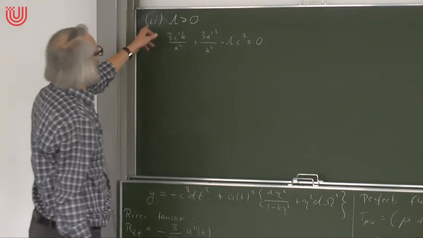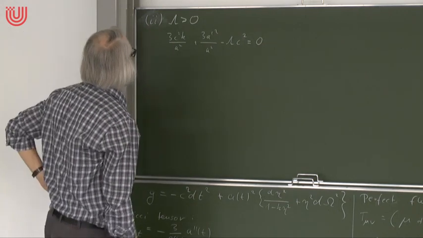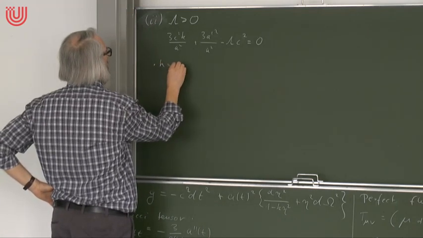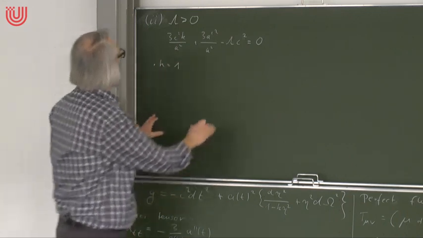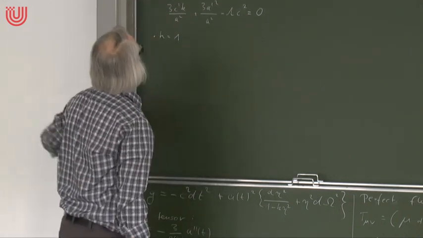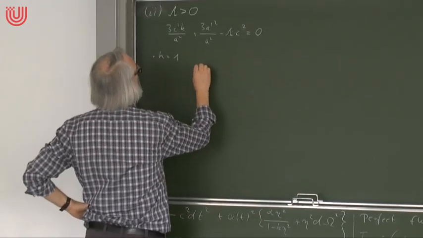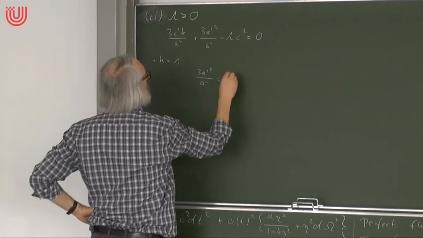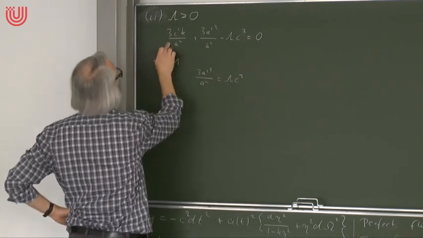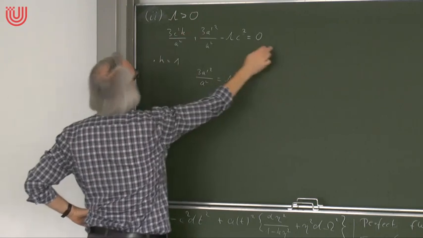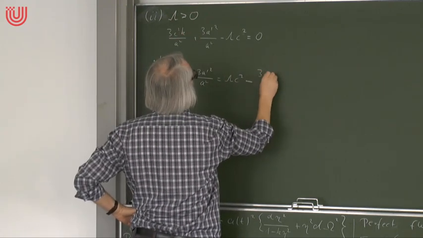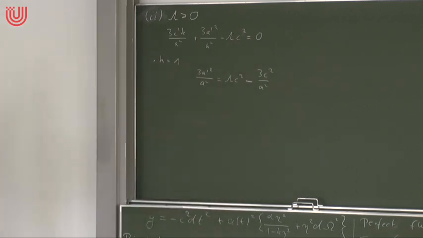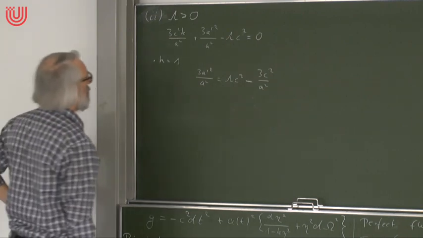And we do it with a positive lambda, and again we have to distinguish three cases. K can be +1, -1, or 0. So let's begin with the case k equal +1. Then I have 3a prime squared over a squared. Let's take this to the other side: lambda c squared, and k is +1, so it comes on the other side with a minus sign, 3c squared over a squared. That's a differential equation. Let's try if we can solve it.